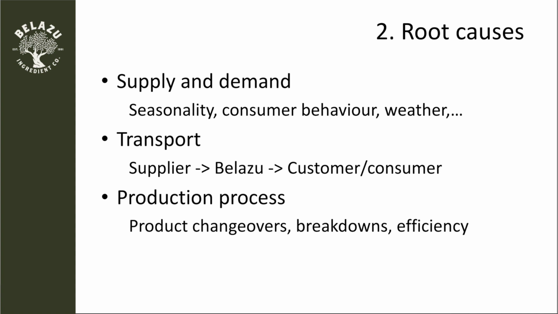Then we have our transport. That means transport from supplier to our warehouse, but also from our warehouse to the customer or consumer. And of course, our production process. Every time we change our products, it means we have food waste because we need to clean the lines and the machines. We have breakdowns, and efficiency is a very big one. So, for example, every time we change the products, we have a 10% waste per line.